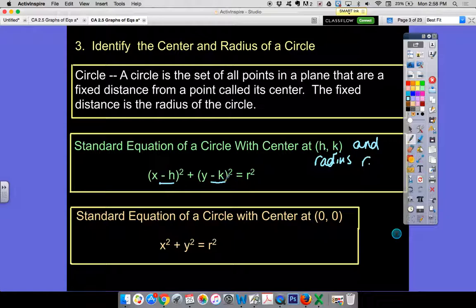If your radius is just regular r, the formula calls for r squared to be here. So know that you're either going to have to take the square root or you're going to have to square, depending on which way you're going. So let's just practice with this for a second.